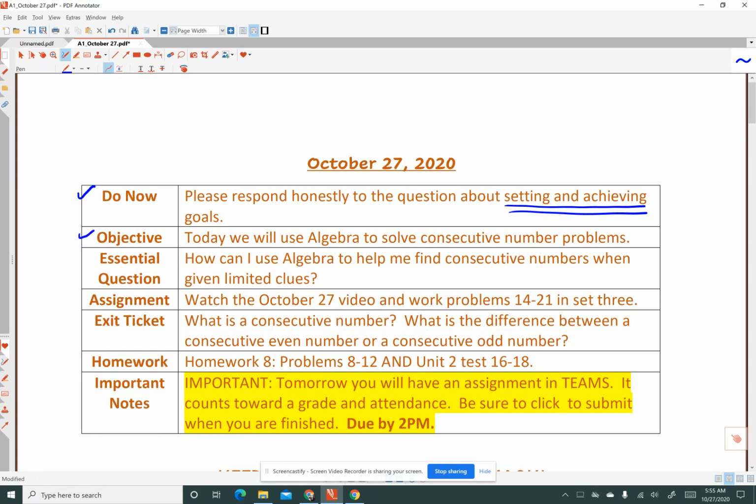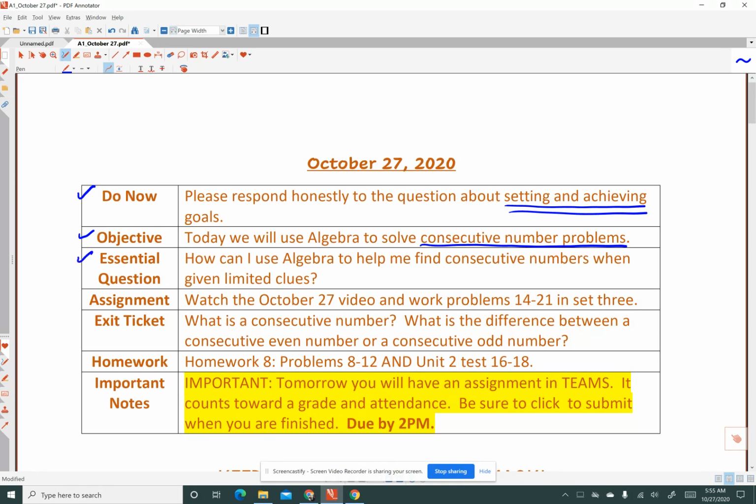Our objective is to use algebra to solve what we call consecutive number problems. And I have seen this type of algebra problem show up on standardized testing, high school entrance exams, or the SAT, ACT, things like that. So you want to be careful and understand carefully how you can solve these kinds of problems and recognize them when you see them on a test.